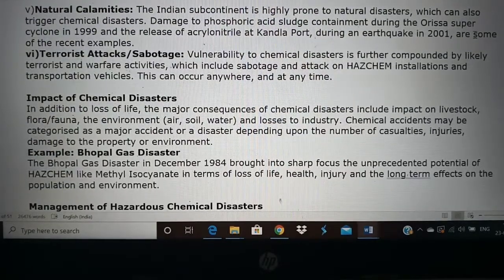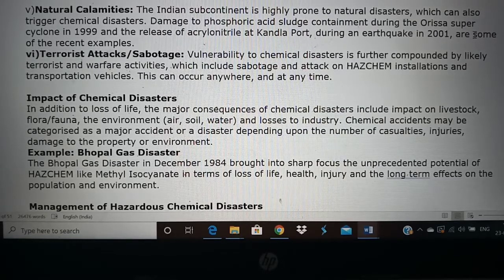Then it can also be caused by natural calamities. I recently told how the Fukushima nuclear reactor had an accident when there was a tsunami. So that means it is caused because of a natural calamity. For example, when a huge building which has got petrol has an earthquake and the building collapses, then all the petrol will leak and get into the nearby villages and houses.